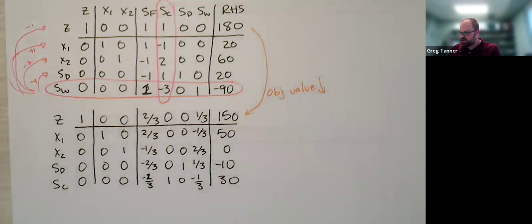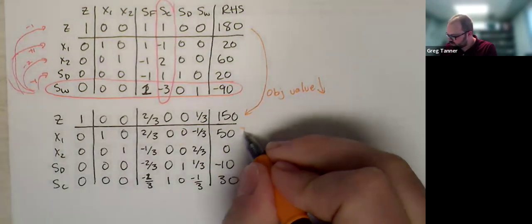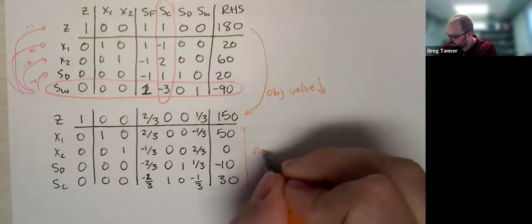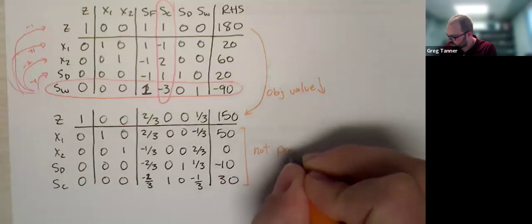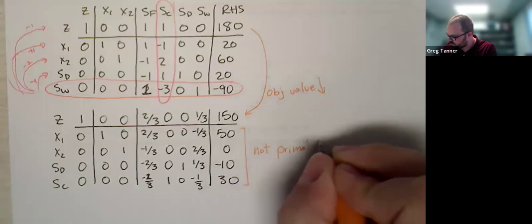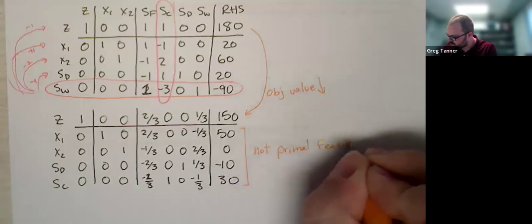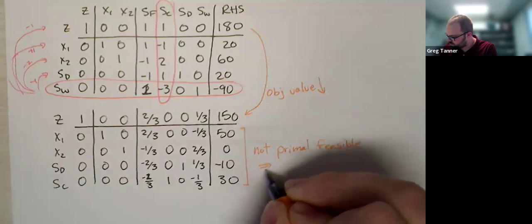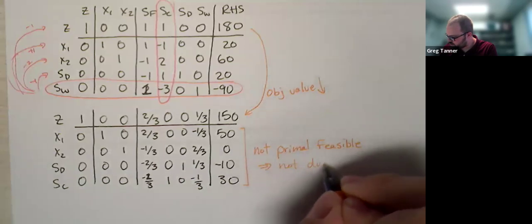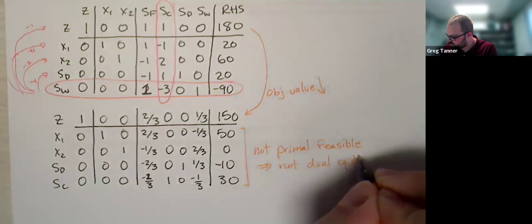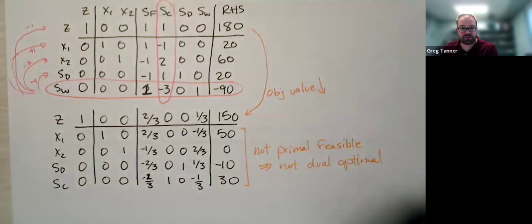Okay, here's the new tableau after we do that pivot. We'll notice that we are not primal feasible, which means that we're not dual optimal, which means we've got more steps to do.